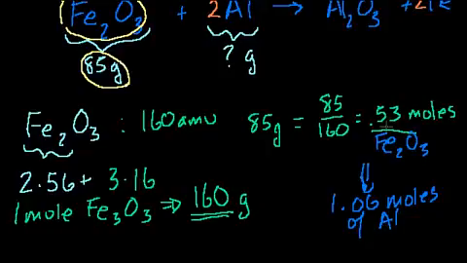I just took 0.53 times 2. Right? Because the ratio is 1 to 2. For every molecule of this, we need 2 molecules of that. So for every mole of this, we need 2 moles of this. If we have 0.53 moles, you multiply that by 2, and you have 1.06 moles of aluminum. All right, so we just have to figure out how many grams is a mole of aluminum, and then multiply that times 1.06, and we're done.